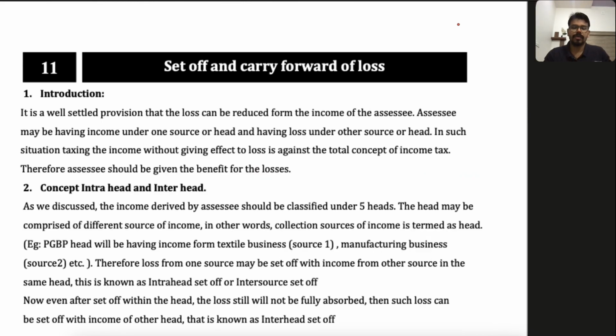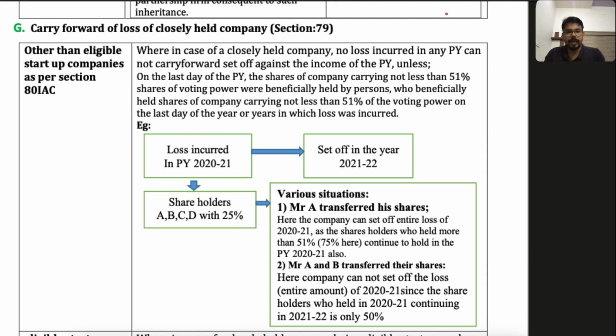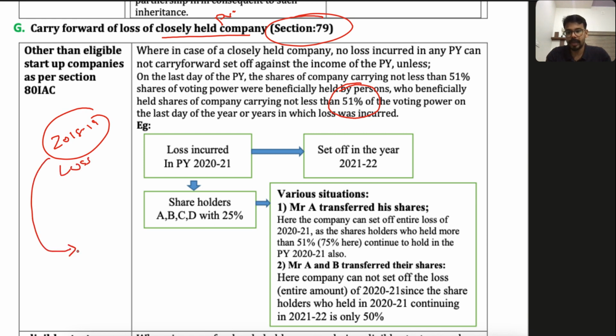Other amendments also. So for my final students, you have a small amendment in set off and carry forward of losses. The amendment is in section 79, which talks about the carry forward of losses of a closely held company, which you can simply understand like a private company. That means any losses of a particular year can be carried forward and set off in another year only if the shareholders hold at least 51% share. Say, for example, you have incurred your loss in 2018-19. If you want to carry forward that loss to 2022-23 and set it off, the shareholder should be holding at least 51% share in 2018-19.